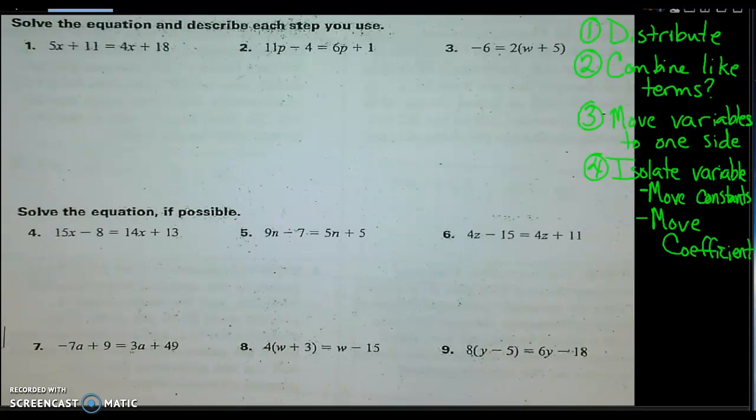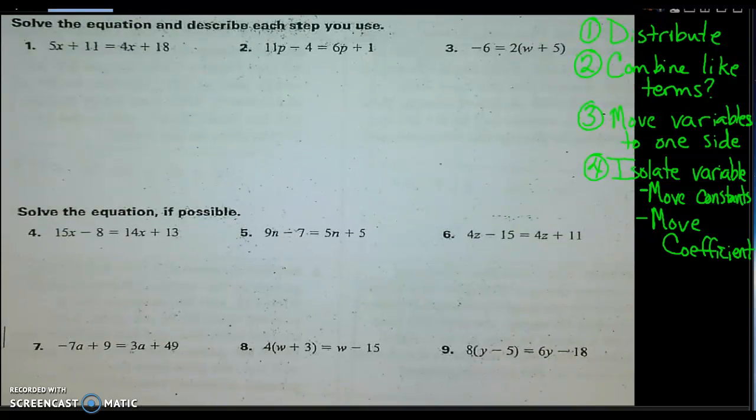Alright guys, we're going to go ahead and look at your homework for tonight. So we're working with multi-step equations. If you notice up here on the right hand side, we have the steps that help us work through those equations. So I'm going to be working through the evens to give you some good models to work through your homework.